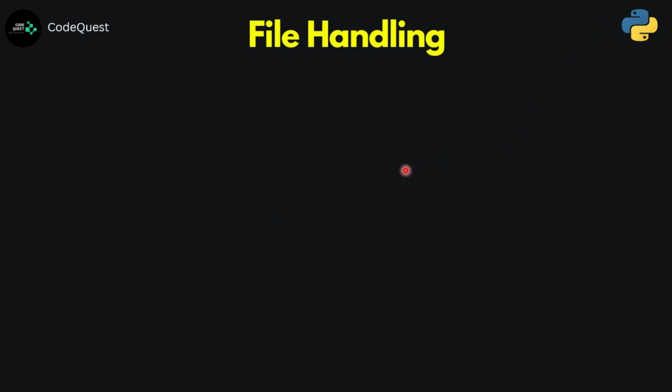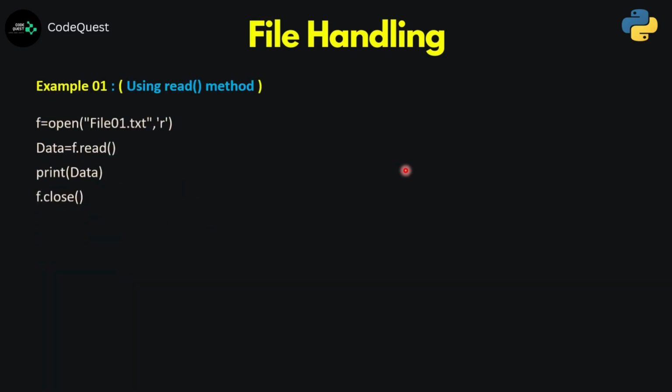Now let's deep dive into the various formats of the read method. The very first one is where I'm using the read method without any parameter. As we said already, the read method without any parameter is going to read the complete content of a file. Here we open a file, file01.txt, and the mode is obviously the read mode, that is r.